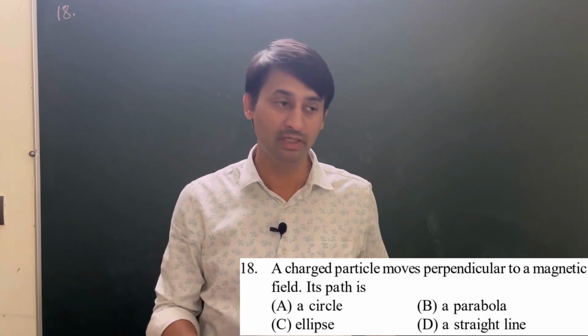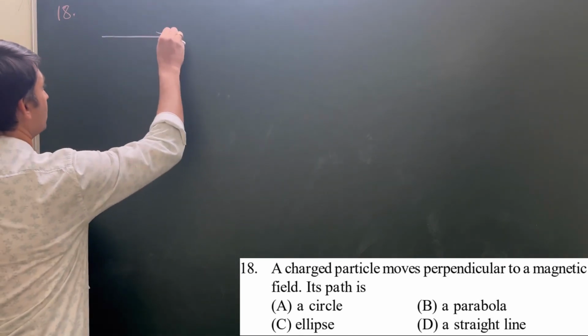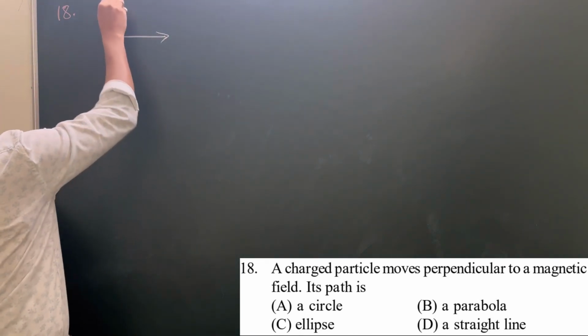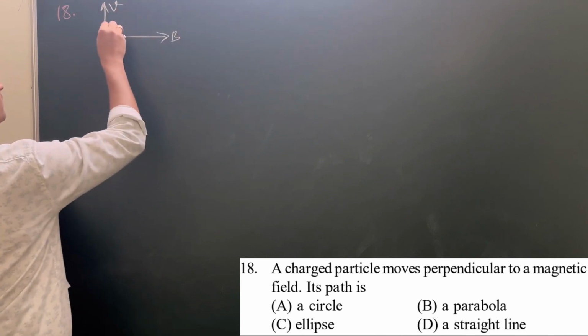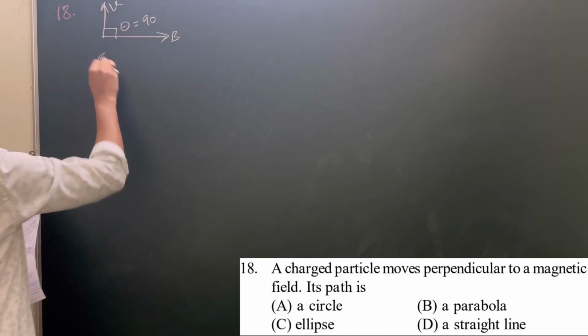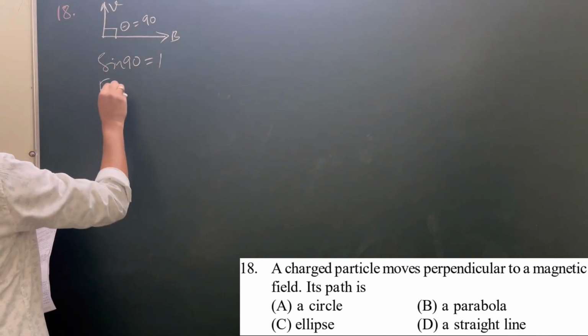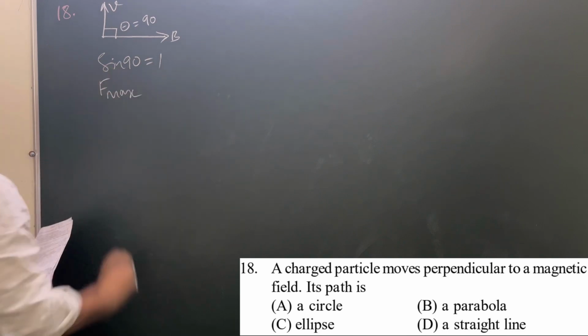Its path will be... A charged particle, if it is moving perpendicular to the magnetic field, the angle theta is equal to 90 degrees. Sin 90 is equal to 1. Then the force acting on the charged particle is maximum.